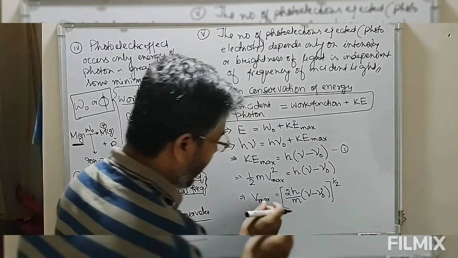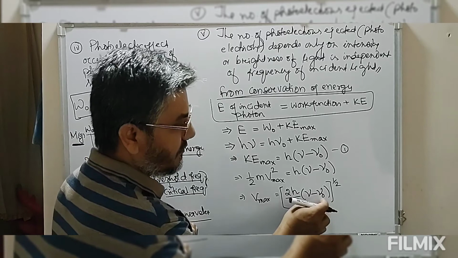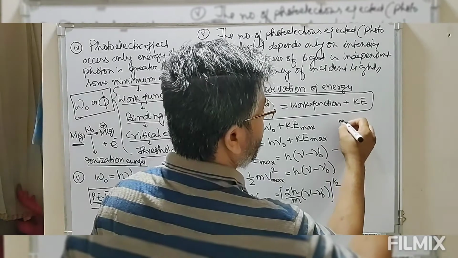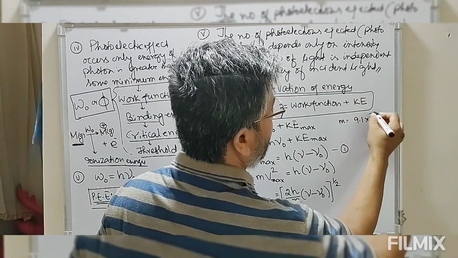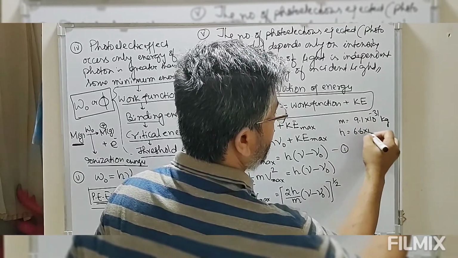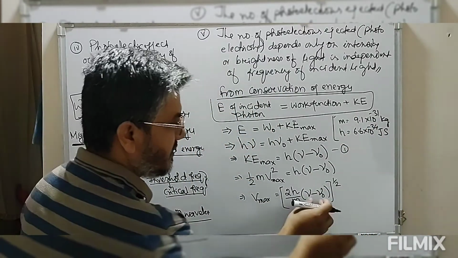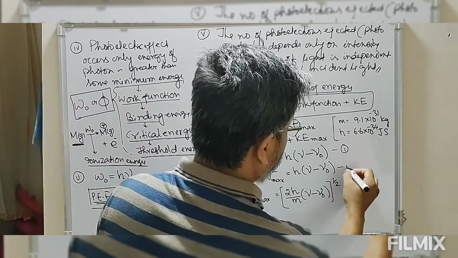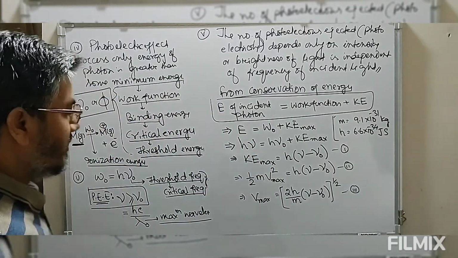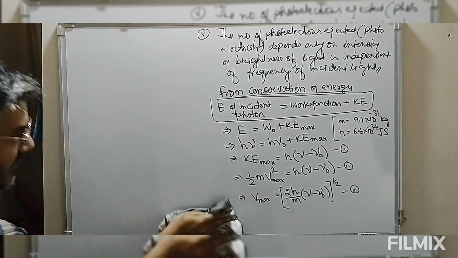So to define the maximum velocity, again we need to look at the frequency of the incident photon and the minimum frequency. Mass of electron is always a constant, 9.1 into 10 to the power minus 31 kilogram. h, Planck's constant, is 6.6 into 10 to the power minus 34 joule second. These are constants, so we need to have these values. Let's say this is equation 2, this is equation 3. Now we can define the velocity as well as the maximum kinetic energy.